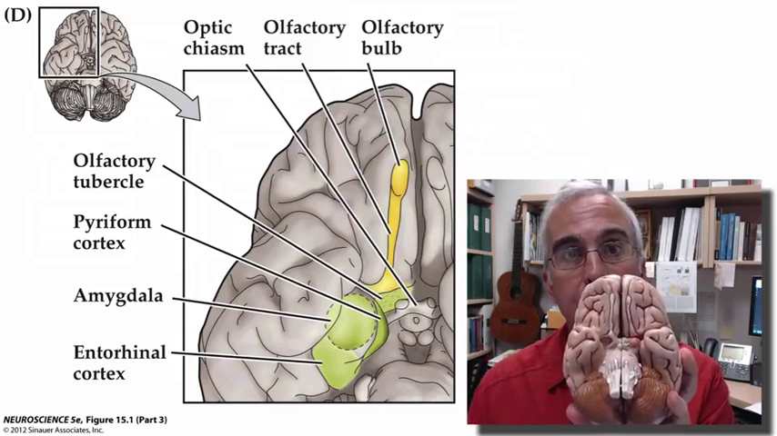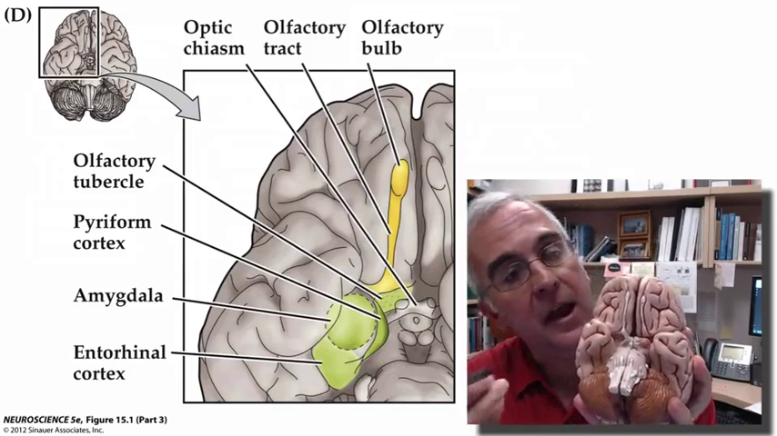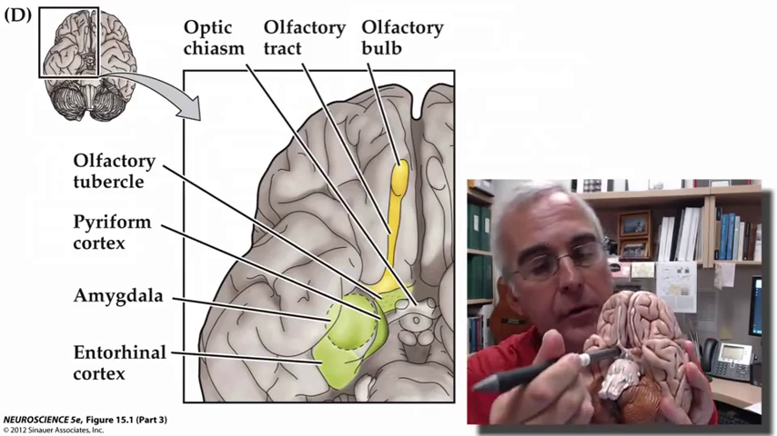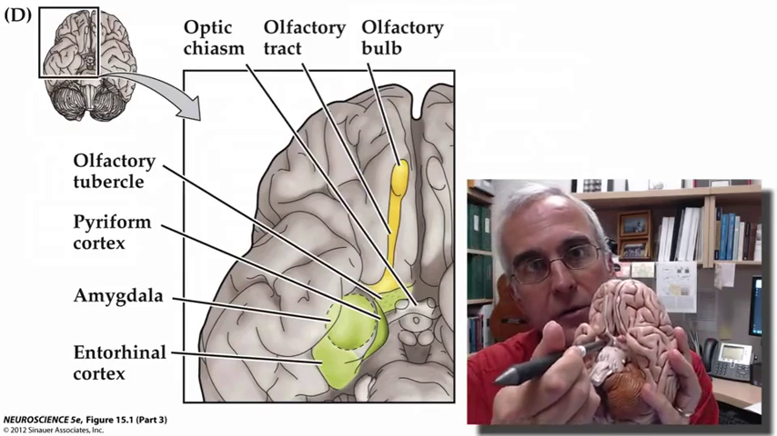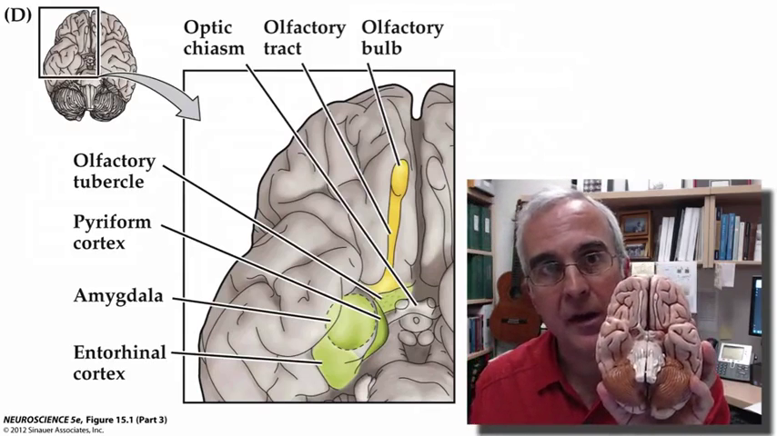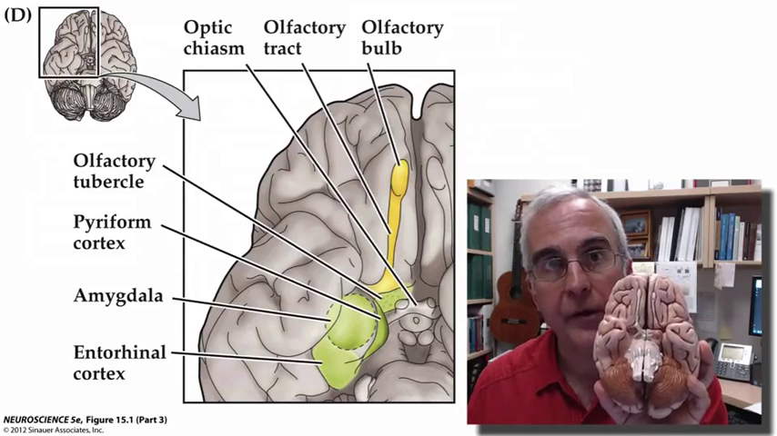Well, the lateral olfactory tract then connects back to the inferior and posterior part of the frontal lobe, right near the junction of the frontal lobe and the temporal lobe. That's where we find the beginnings of our olfactory cortex.